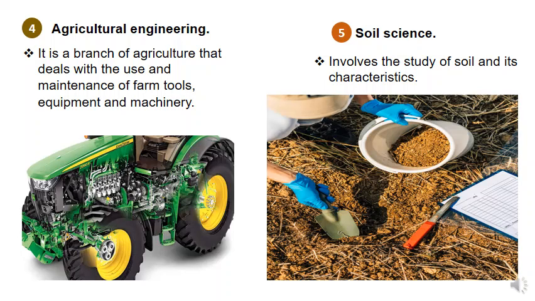Soil science involves the study of the soil and its characteristics. We study different types of soils: clay soils, loamy soils, sandy soils, and the constituents of the soil like soil water, soil air, soil mineral matter, and soil organic matter. We talk about the composition of nutrients in the soil and various characteristics of various types of soils. That is soil science.